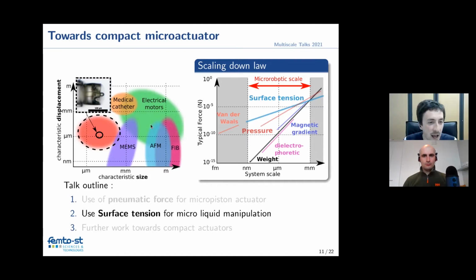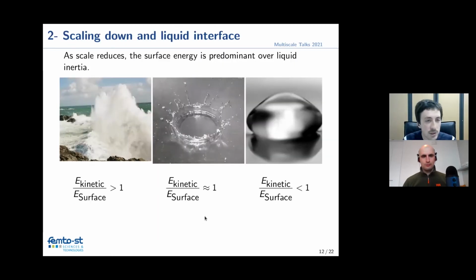But as you saw, one interesting thing in this pneumatic actuator was to play with the surface tension between the liquid and gas. And so now I want to focus on how we could use this for liquid manipulation. So just to come back to this scaling law and to make some pictorial elements which make it easier to grasp the phenomena: as we reduce the scale, the surface energy really becomes predominant.